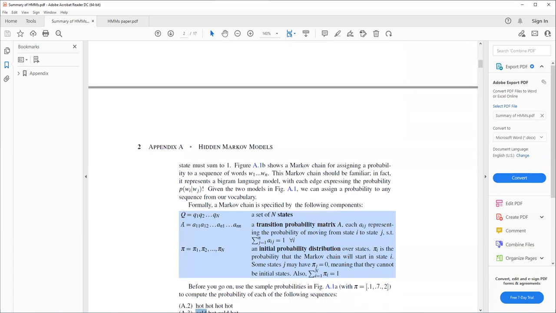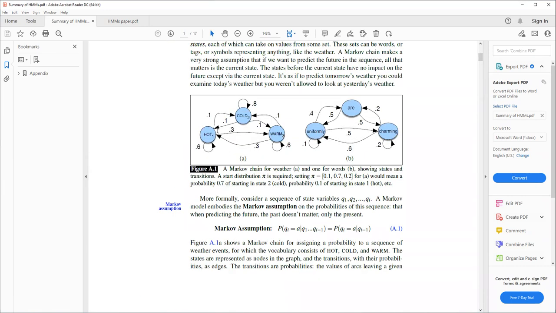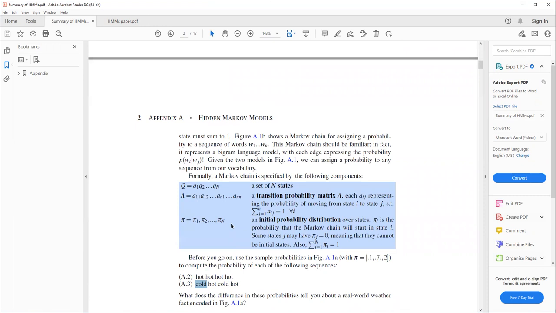Or another question could be that I could ask you to give me the Q matrix, the A matrix, and the pi values from the description. So from the description, you draw this, and you also extract these 3 elements of the Markov chain. So those are the questions you need to be prepared for.